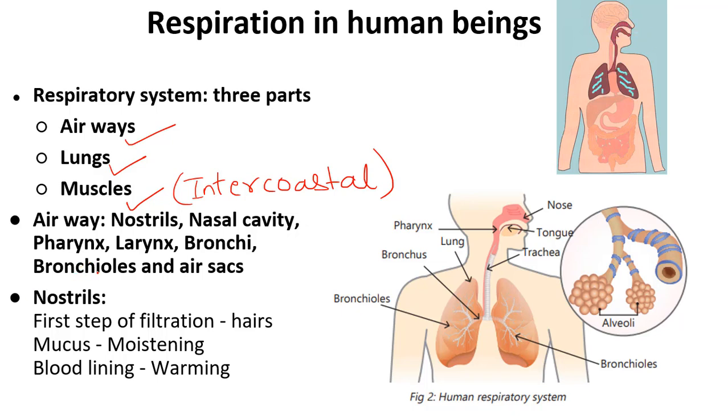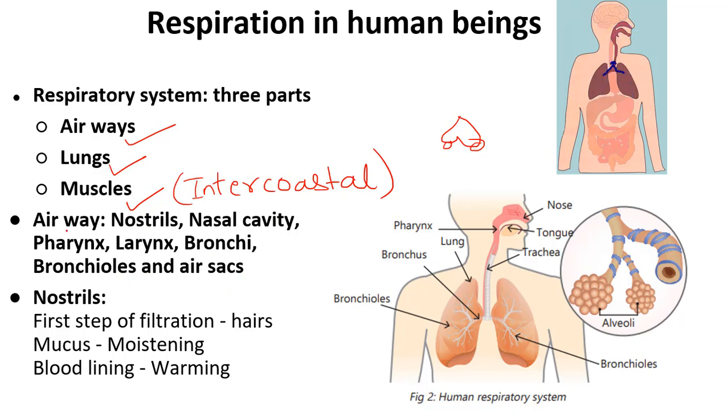Let's go to airways. Airways has many different parts. First is nostrils. Nostrils you can basically term as the two holes of your nose. Then inside that you have a cavity, which is the nasal cavity. Then you have a structure which is the pharynx. Then you have larynx, bronchi, bronchioles, and air sacs. For the time being, just remember the names. We are going to study each and every part in detail.